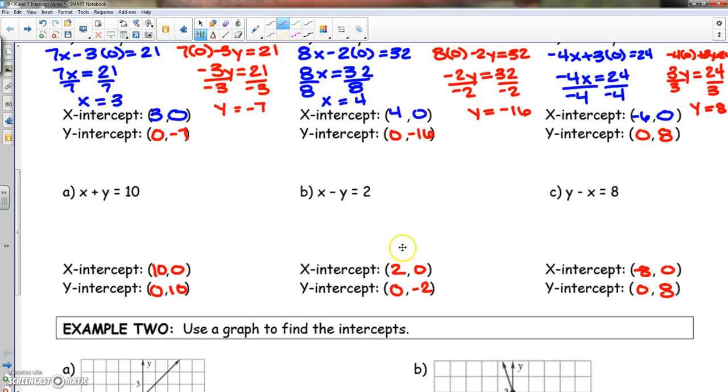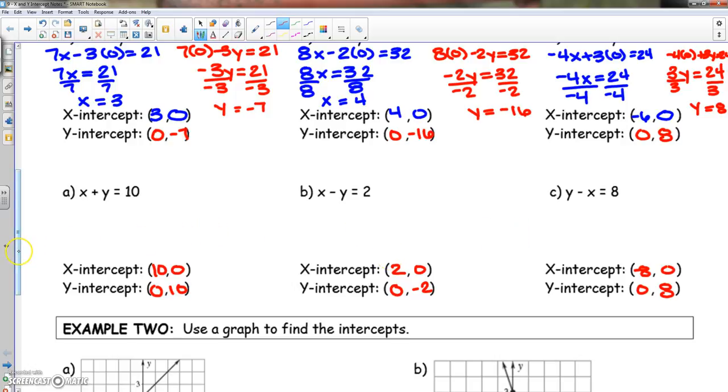On B, I got (2, 0) for my x-intercept, and I have (0, -2) for my y-intercept. Now be careful when you go to plug in 0 for x, you're left with a negative y. I have to get rid of that negative, so that's how I get a negative 2, because I divided by a negative 1. And then C, be careful, y was first before x. So to get the x-intercept, I got (-8, 0), and the y-intercept, I got (0, 8).